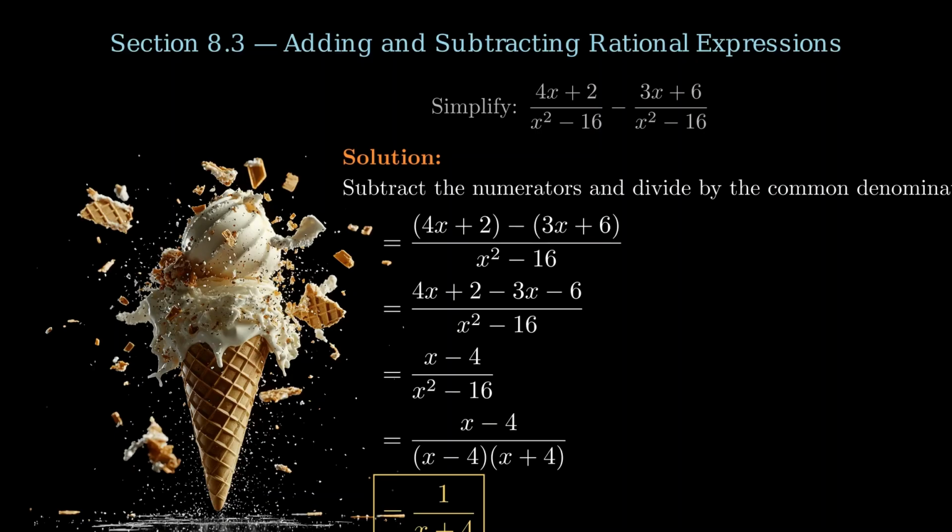Next, factor the denominator. x squared minus 16 factors into x minus 4 times x plus 4. Finally, cancel out the common factor, x minus 4, from the top and bottom. We get our final simplified answer, 1 over x plus 4.